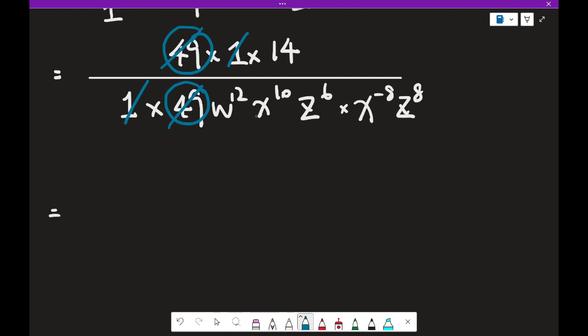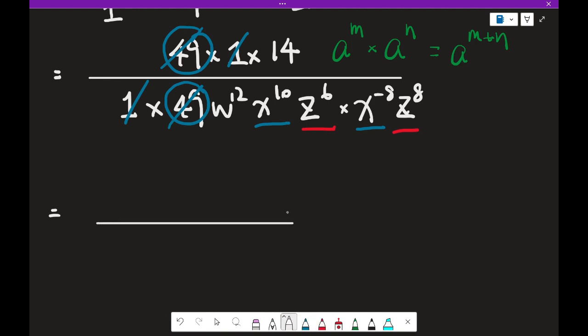And interestingly enough, we have an x to the power of 10 here and an x to the power of negative 8 here. They have the same base and they are multiplied together. So we can perform the identity a to the power of m times a to the power of n. Same base, different exponent, operation multiplication. We add those two exponents up. And the same thing happens to these two z here. So we can say that on the numerator we only have 14 left.